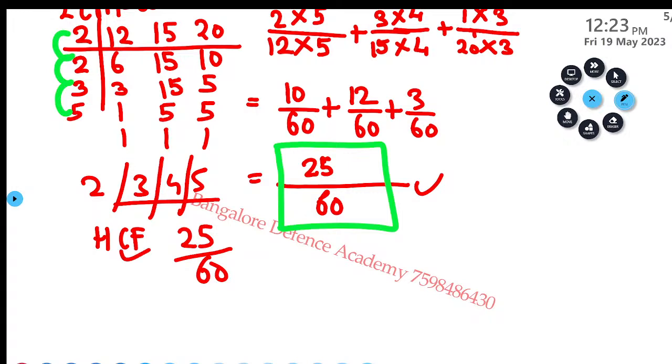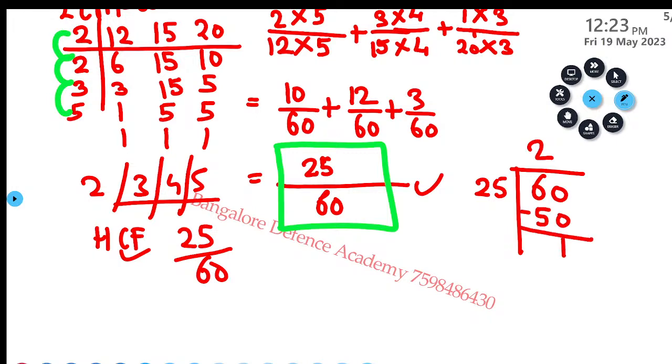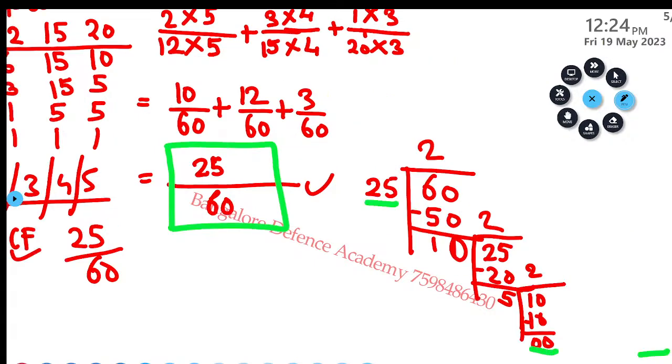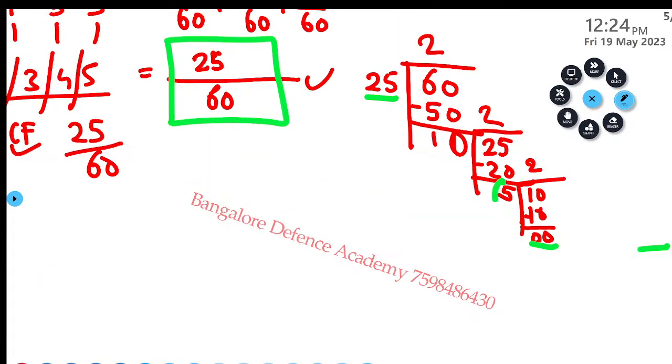Now how to find the HCF of this? Take 25 and now take 60. 25 twos are 50. Now 60 minus 50 gives you 10. Now you take 25 once again. 10 twos are 20, and 25 minus 20 gives you 5. Now here you take 10. So 5 twos are 10. 10 minus 10 is 0. So you got the remainder 0. So now the answer is 5.